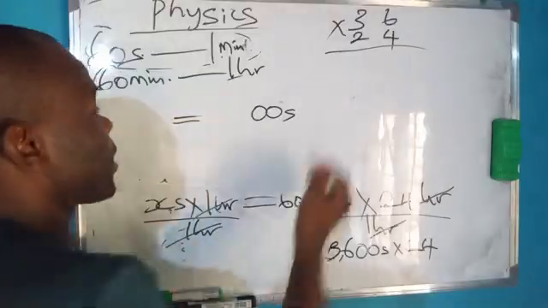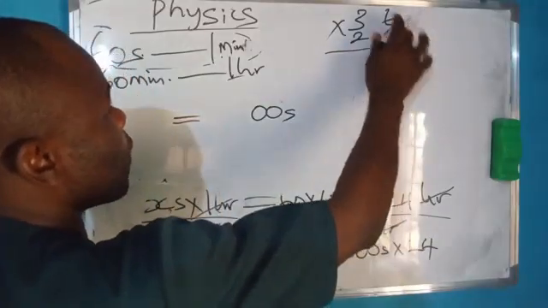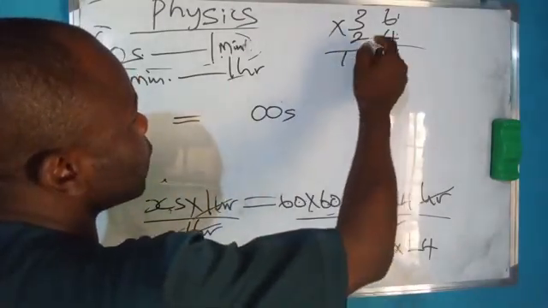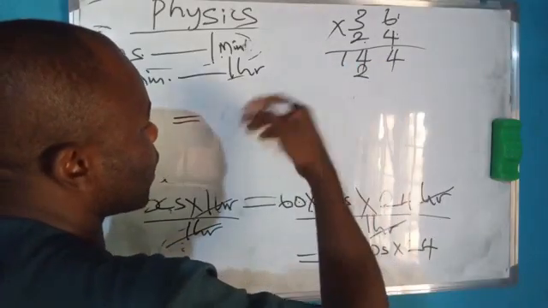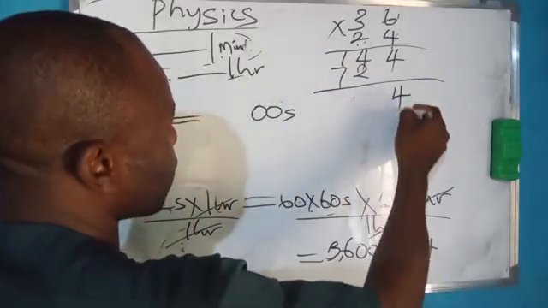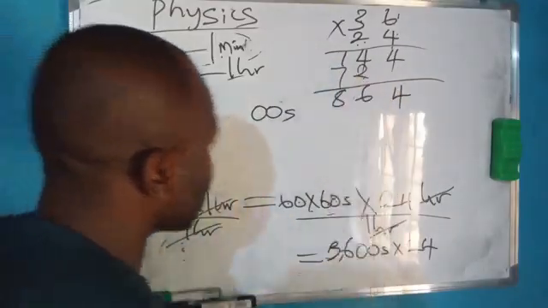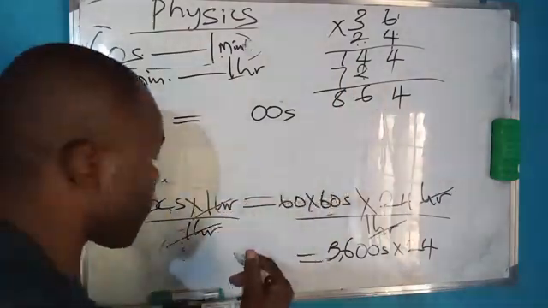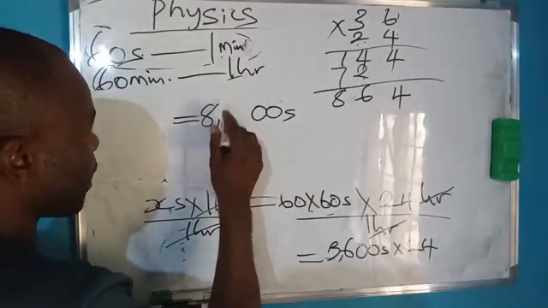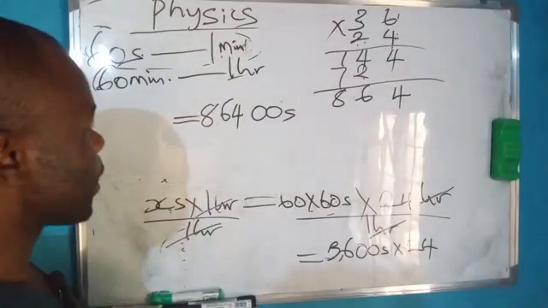You can use a calculator to press it. 4 times 6 will give you 24, right? You write 4 carry 2. 4 times 3 is 12 plus 2 is 14. Then you have 2 times 6, 12. You write 2 carry 1. 2 times 3 is 6 plus 1 is 7. Then 4 plus 2 is 6 and 1 plus 7 is 8. That is 864. Is that clear?